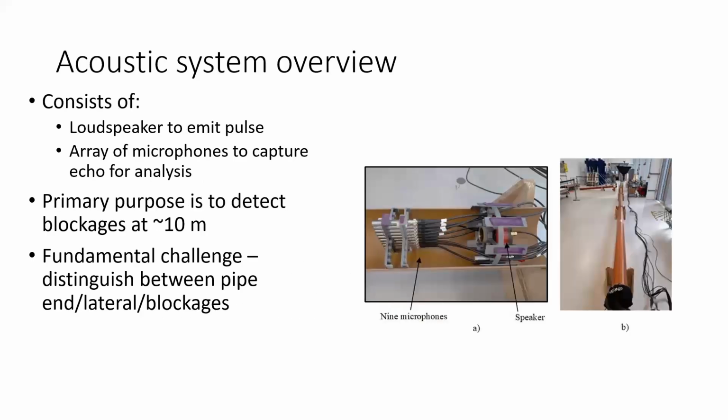So here's an overview of the acoustic system. It's basically a loudspeaker to emit a pulse down the pipe, which is then reflected by the feature and picked up by an array of, in this case, 9 microphones to capture the echo and analyze it. This is for ranges at around 10 meters, that kind of order. And the fundamental challenge here is how do you distinguish between an echo from the pipe end or an intersection of pipes and something that's a problem, a blockage.